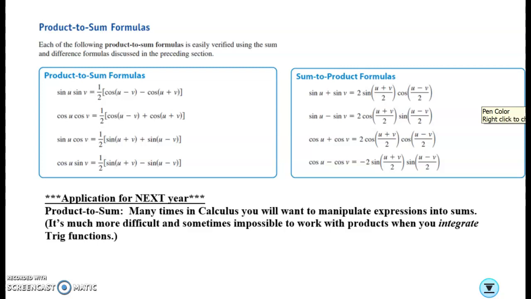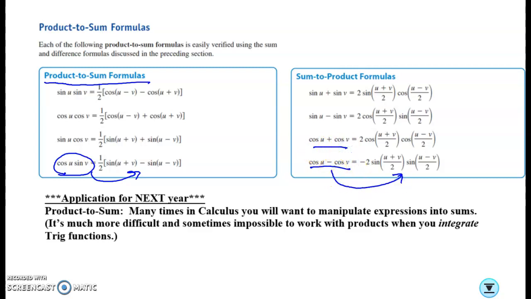So the first set are called the product to sum formulas. You can see that we start over here with things that are being multiplied together, and eventually we turn them into something where it is addition. There are times when you want to go the other way with it. So if you're given something with addition or subtraction, you might want to turn it into a product, which you'll see in some of our examples today.